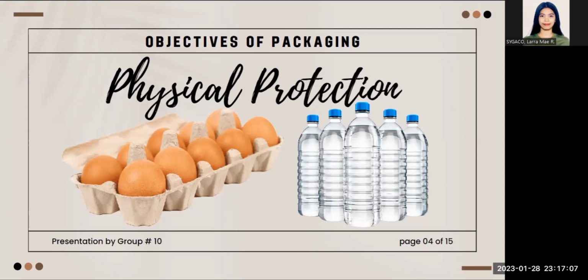The object enclosed in the package may require protection from, among other things, shock, vibration, compression, temperature, bacteria, etc. Just like what you see in the illustrated picture, yung itlog, which is being protected by an egg tray, as well as the water, it's being protected by the bottle. So that is how physical protection is. Next slide po.